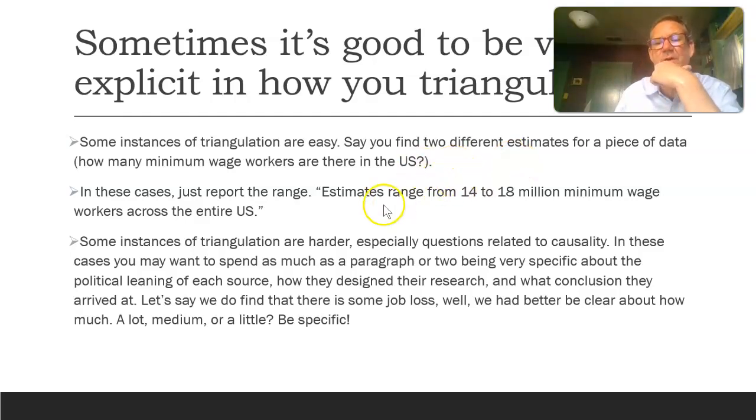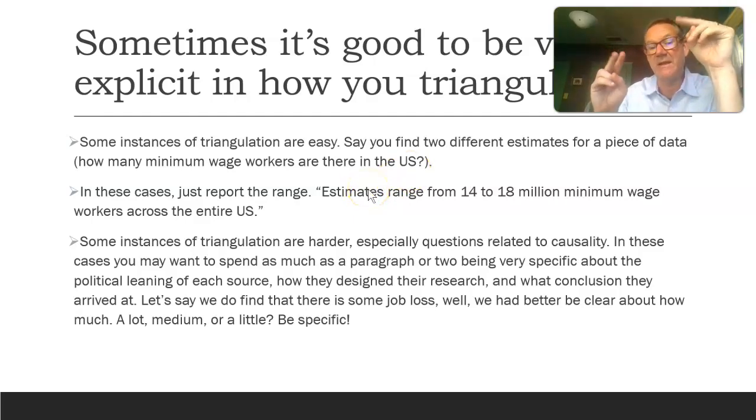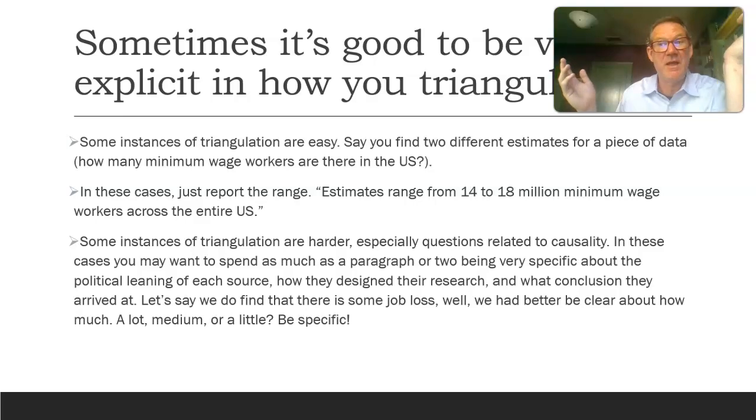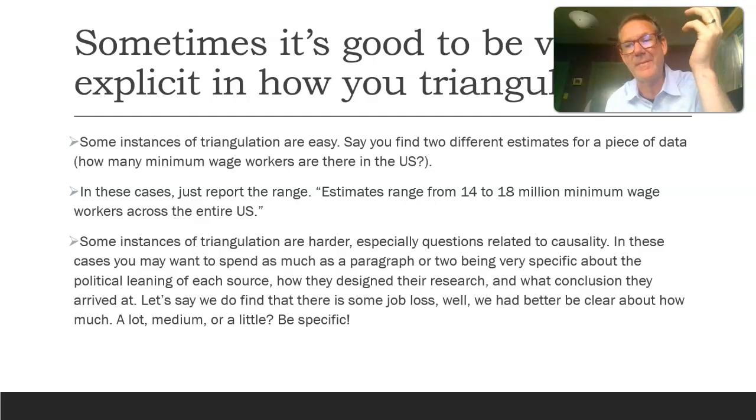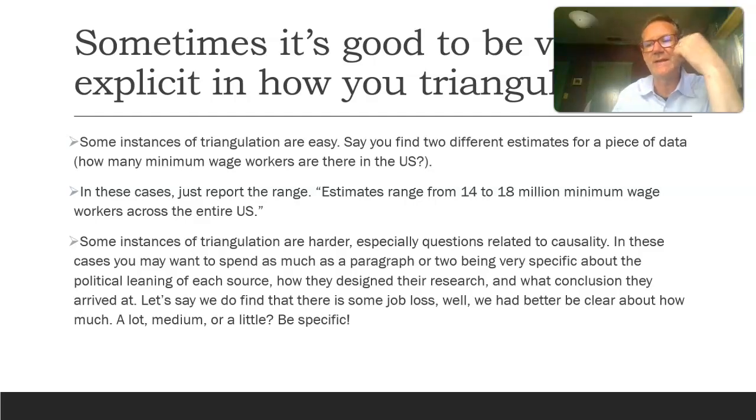But not always. So let's say you find two different estimates for a piece of data, something like how many minimum wage workers are there in the US. I'm certain we don't have an exact count, right? Like 50 different states, there's a lot of different systems. Who knows, right? I'm certain the count isn't exact. It's probably not bad. I think we probably do pretty good. So I believe the number I saw was 16 million, and then I just did 14 to 18, but I think it's actually somewhere around 16 million.